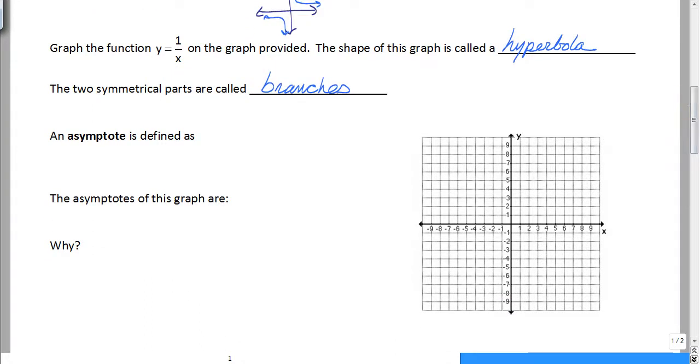So what are we going to talk about? Well, while we graph these, we're going to have asymptotes. And an asymptote is defined as a line. And just so you know, we're going to graph those dashed. That represents, we'll say, impossible values.